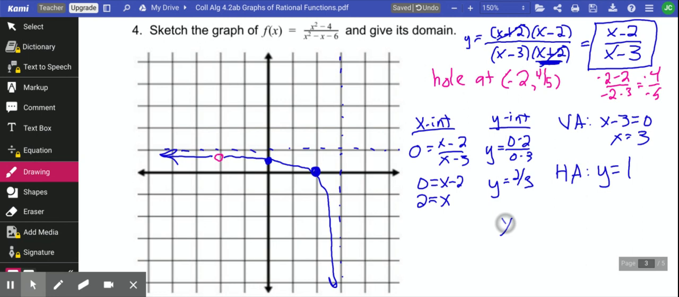Looks like we need a couple of points on the other side of the asymptote. So let's see, we'll plug in 4 and 5. Again, plug it into the simplified version. It's going to be a lot easier to see what's going on. So when you plug in 4, you get 2. 5 gives you 3/2. So 4, 2, 5, 1 1/2. And there's the rest of the graph.